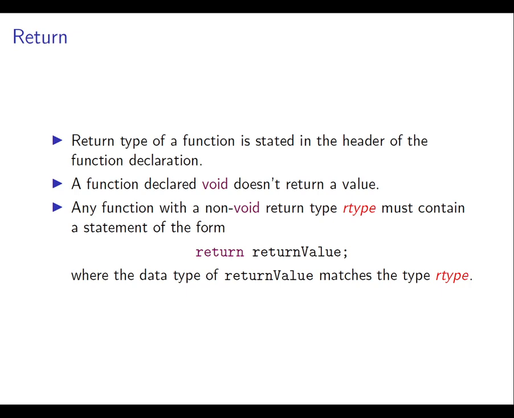So the return type of a function is stated in the header of the function declaration. We've seen that already. And we've just seen an example of a function declared void, which means it doesn't return a value. If it has a non-void return type, then it has to contain a statement of the form return and then something or other. Can be an expression, can be a single value, but the important point is that that return value, whether it's an expression or just a value, must evaluate to something that matches the type that the function is supposed to return.